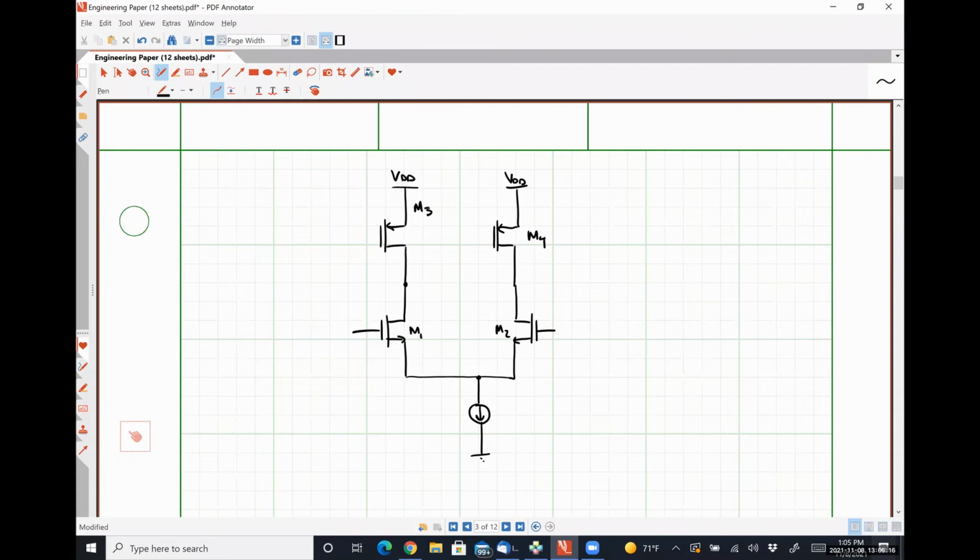So this guy down here is IREF. I'm going to tie the gates of these guys together and just call this V bias.